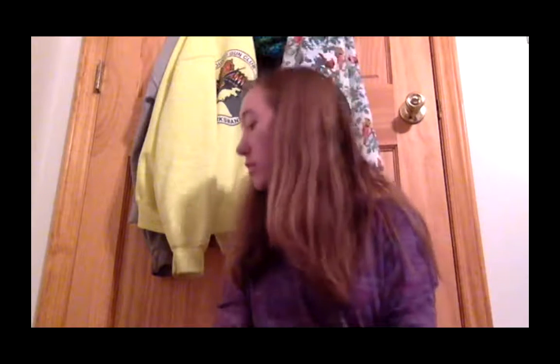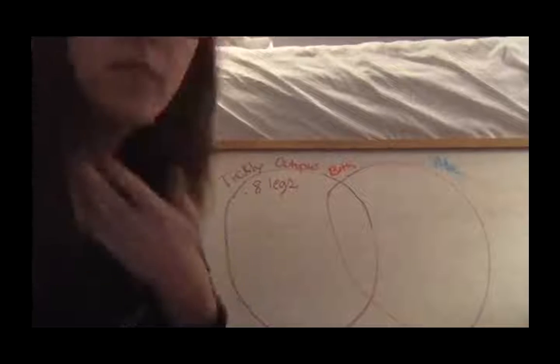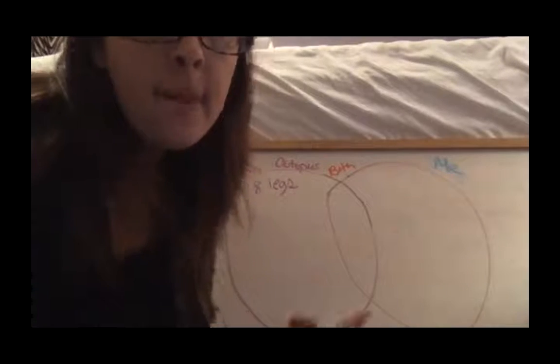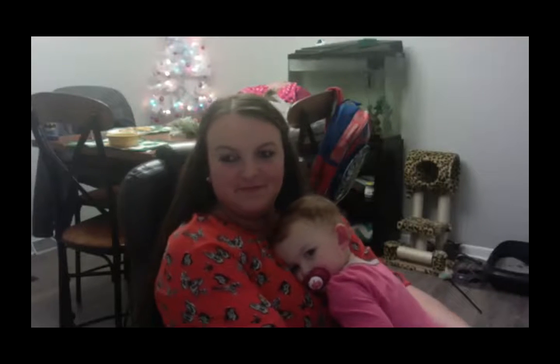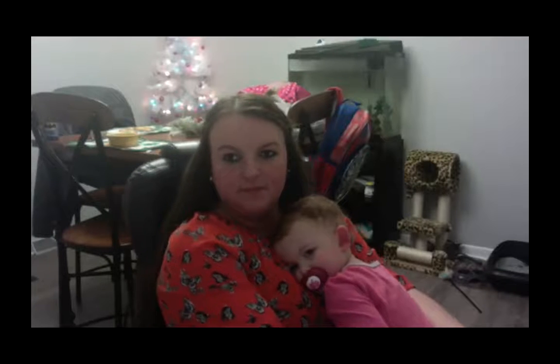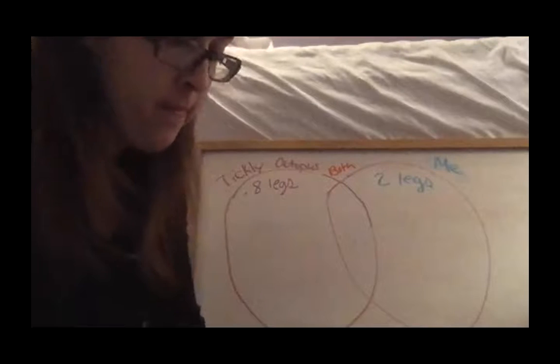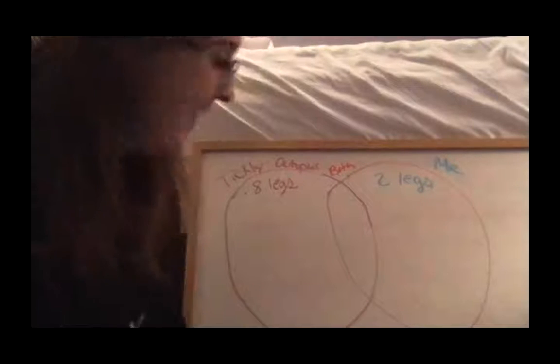Oops, I did the wrong color. Sorry. What is one thing that is different that we have that Octopus doesn't have? We have 2 legs. Yeah. Okay, and what is one thing that's the same? We have 2 eyes. True.